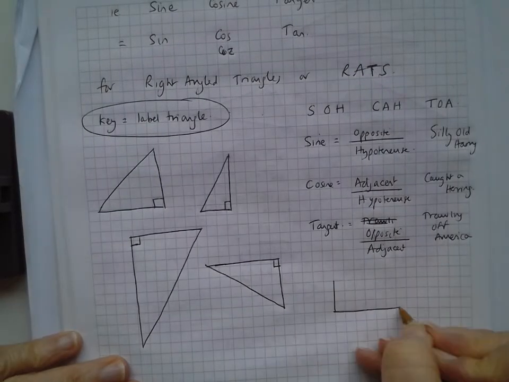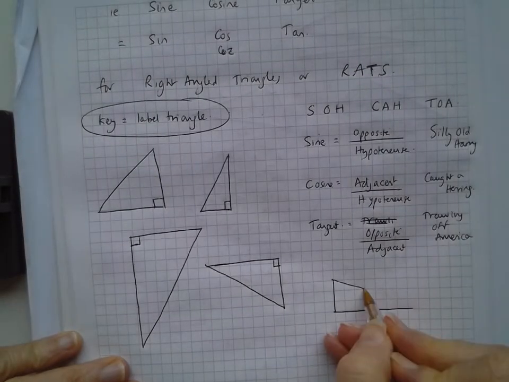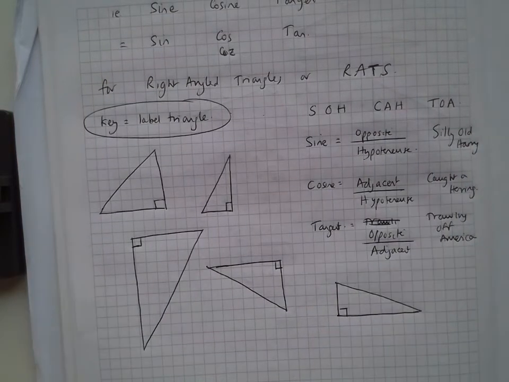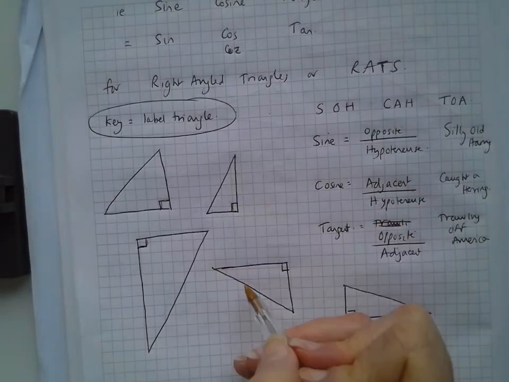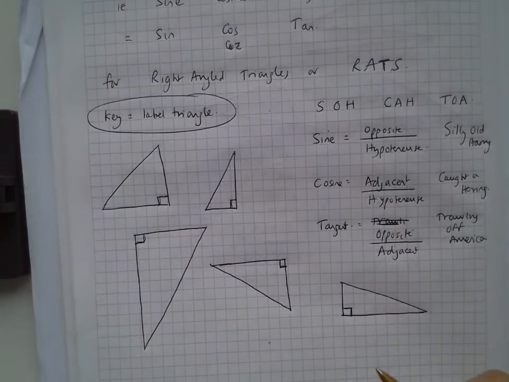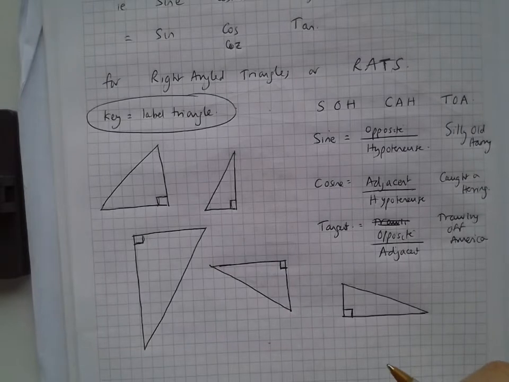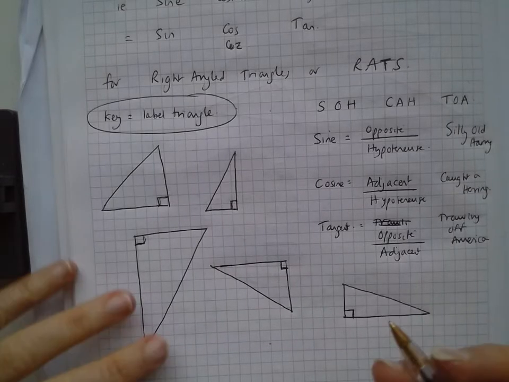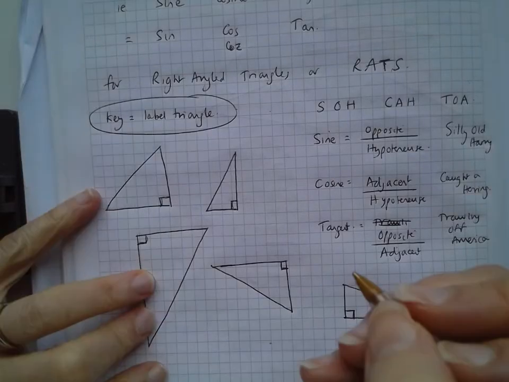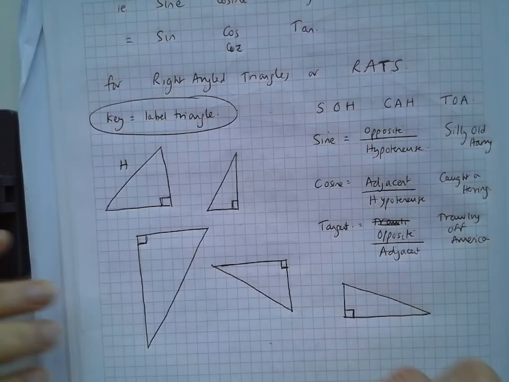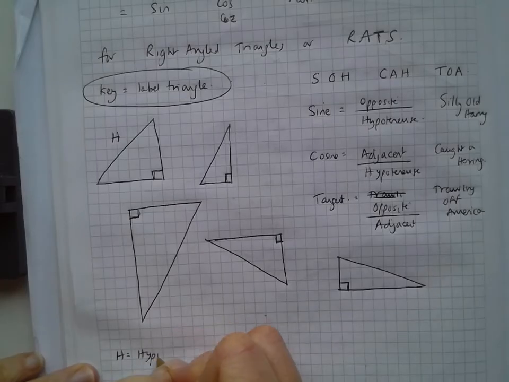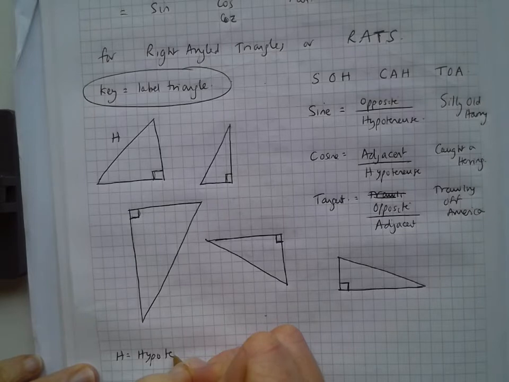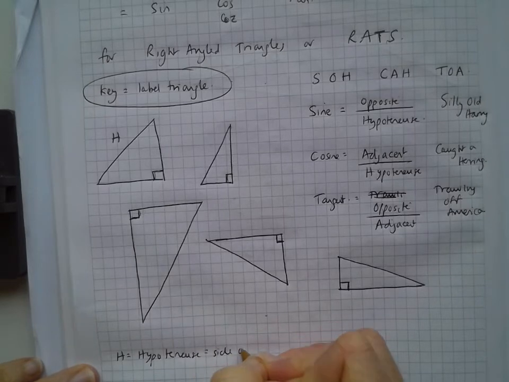Okay, so there's a variety of right angle triangles. Remember, this thing here means it's a right angle triangle. Because that's a right angle, we know immediately that the side opposite the right angle is the hypotenuse. So let's fill that in. We're going to use H for hypotenuse. So let's write that down: H is equal to hypotenuse, which is the side opposite the 90-degree angle. Okay, so that's our hypotenuse.